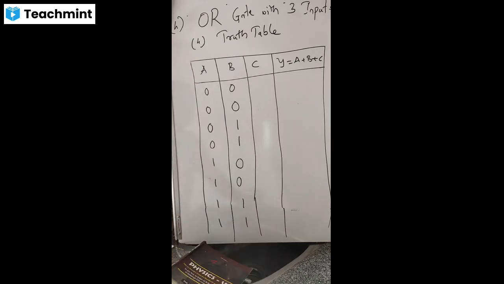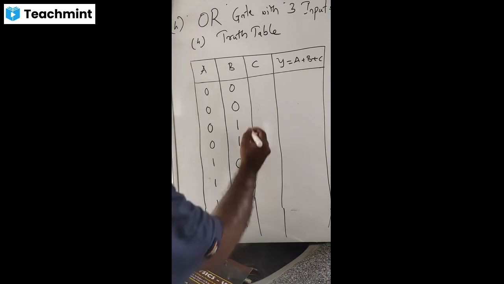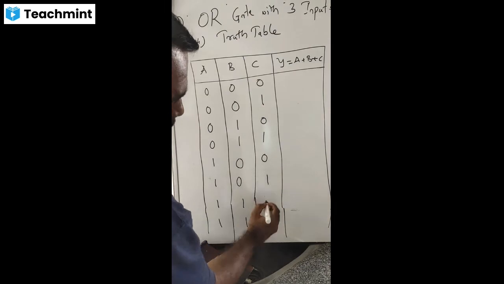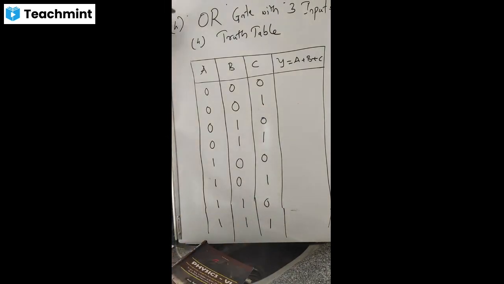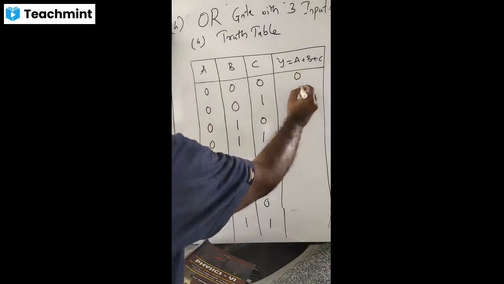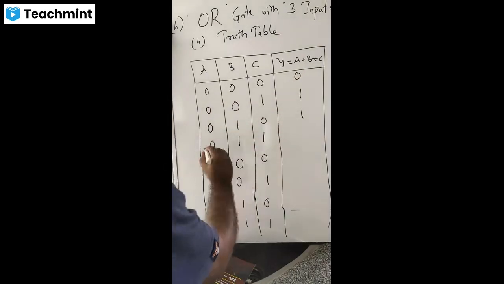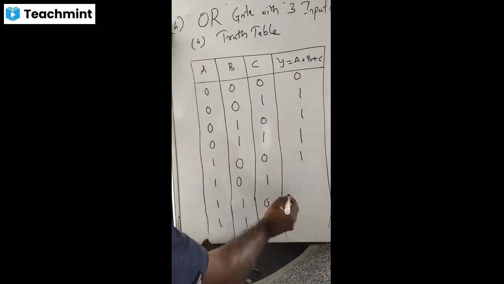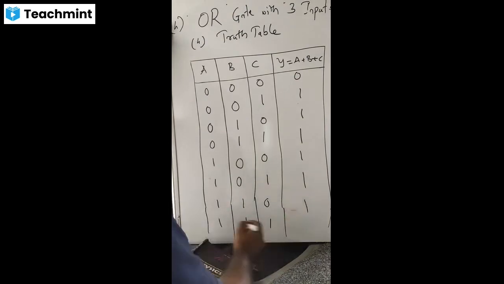When it comes to C, you have to go on writing alternately, starting with 0: 0, 1, 0, 1, 0, 1, 0, 1. See, 8 possibilities: 1, 2, 3, 4, 5, 6, 7, 8. There are 8 possibilities. So you can write very clearly: 0. If you add 1, here 1, 1 is there, 1. Here also 1 is there, 1, 1, 1. You can put 1, 1, 1.